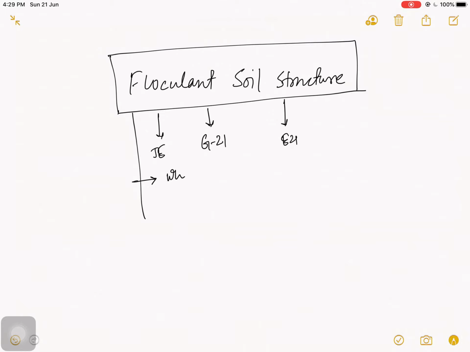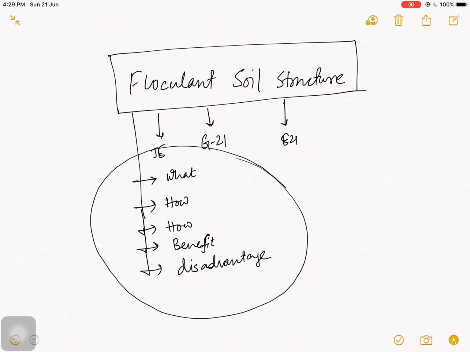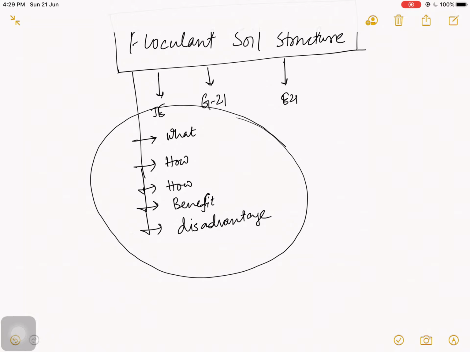What do you mean by flocculent? How it's generated, how it works, what is the benefit, what is the disadvantage. To clear your concept, watch this video till the end. Brush up your concept, enrich your knowledge.